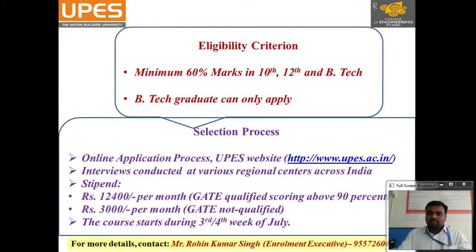Now, if you want some more information, you can contact this number of Mr. Rohin Kumar Singh. He is basically the enrollment executive. You can note down his number for any further queries regarding the enrollment or admission process.